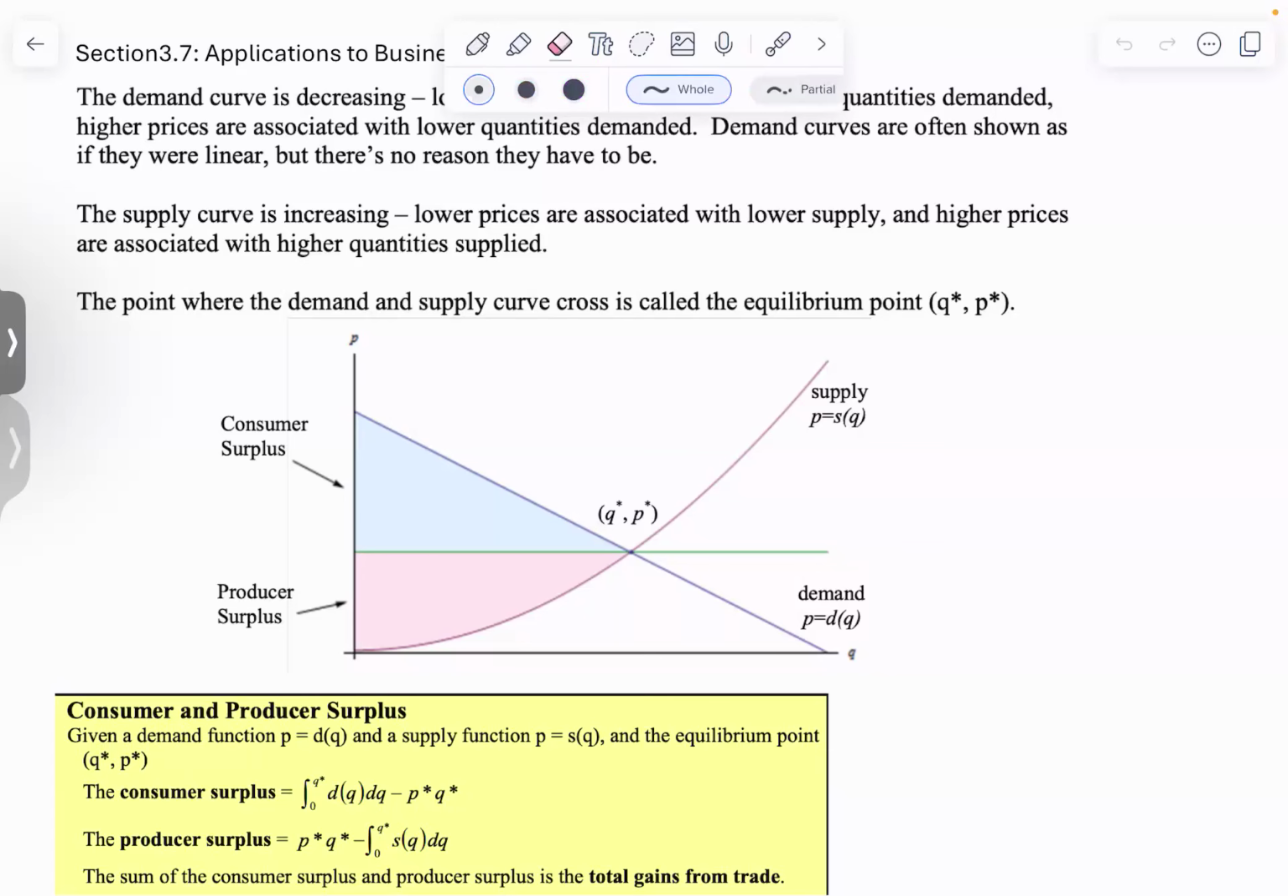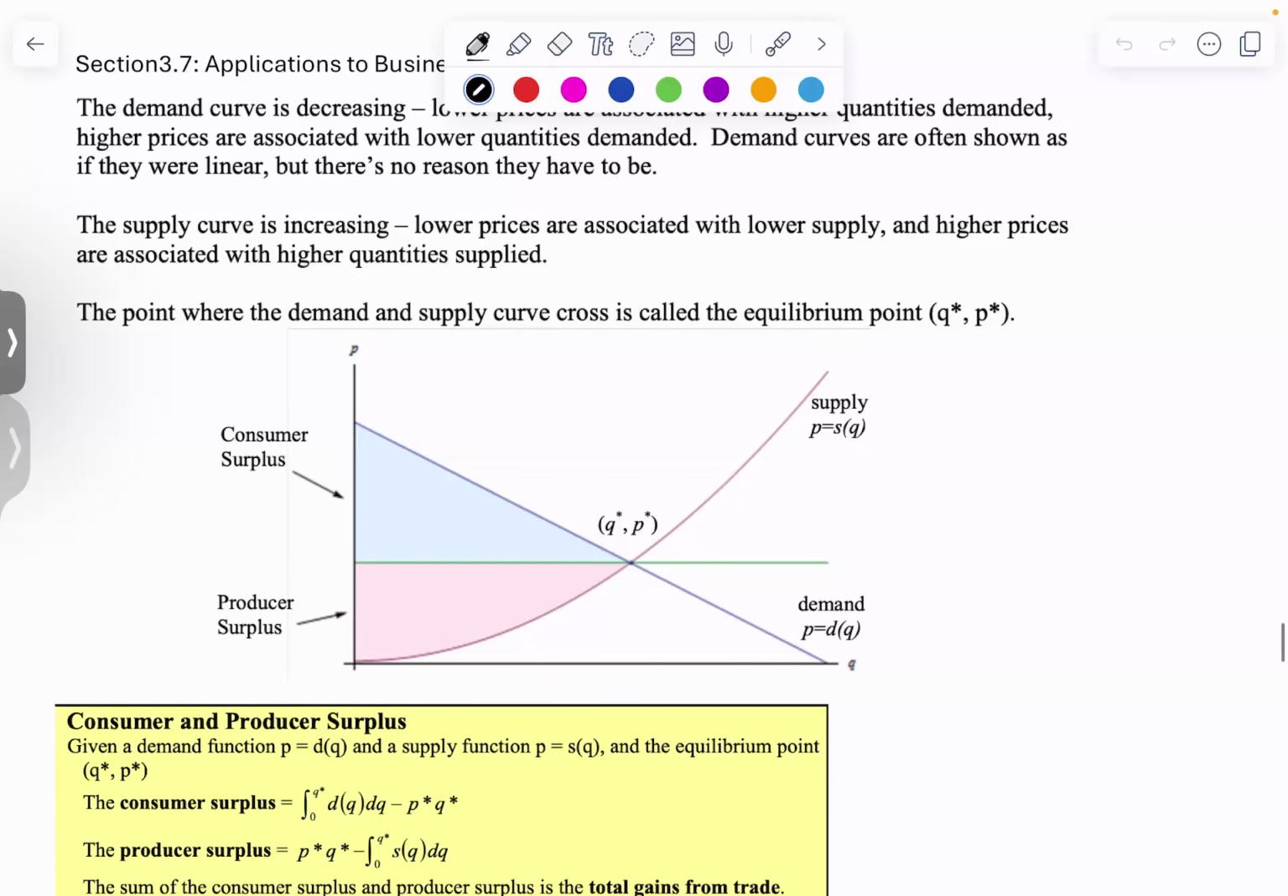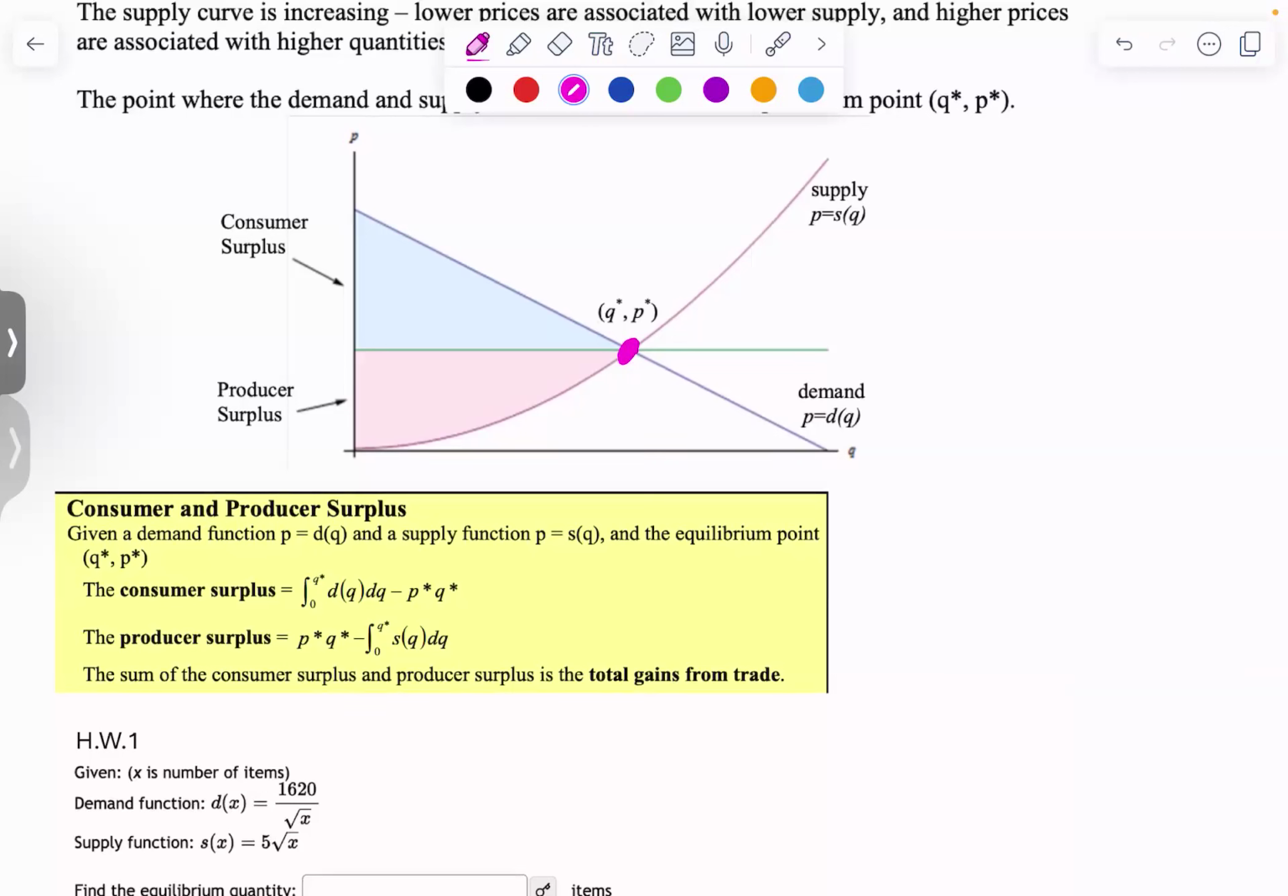But ideally, we want to hit what's called an equilibrium price. That is that sweet spot right there. And you can see the Q star, P star. And that's what we're shooting for. And then we want to use those values to come up with what's called the consumer surplus and the producer surplus. And we have some fancy formulas here. We have the consumer surplus and we have the producer surplus. And when we add the two together, we should get the total gains from trade.